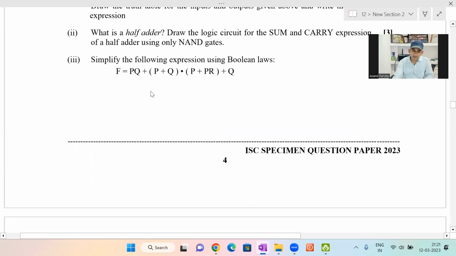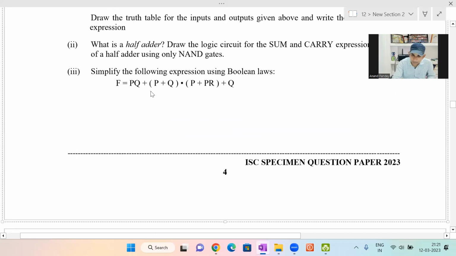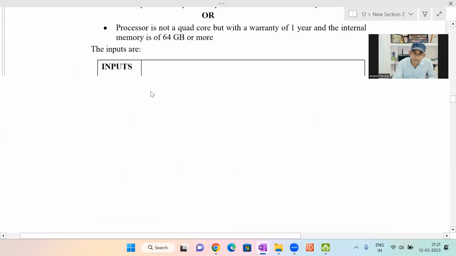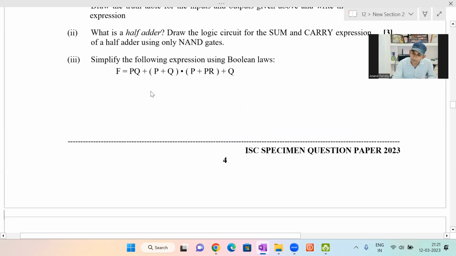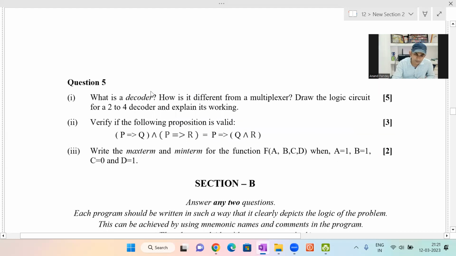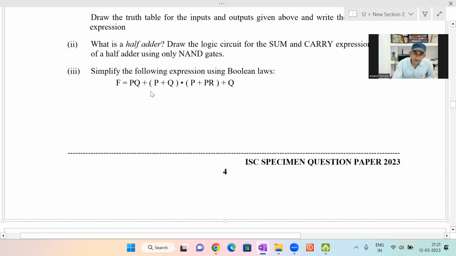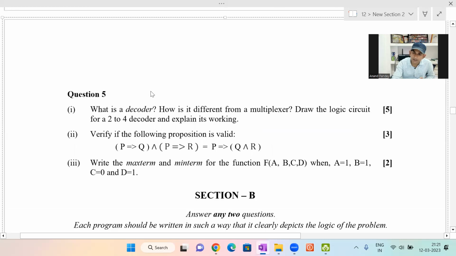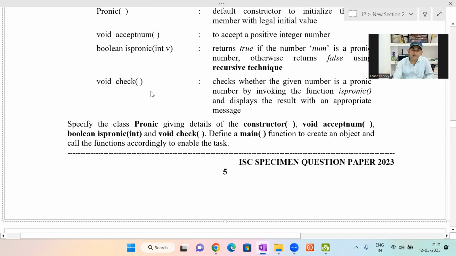Now coming to part 2, section A. Most of the questions will be from what? From Boolean algebra only. All the questions in part 2, section A are from that chapter only. Now section B.